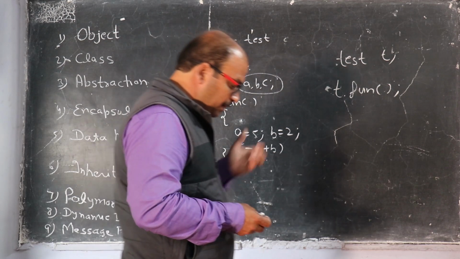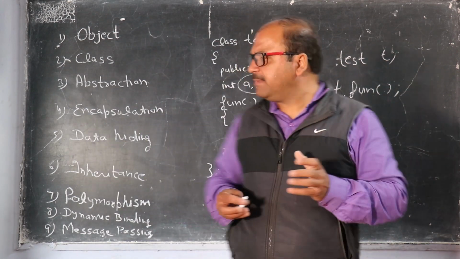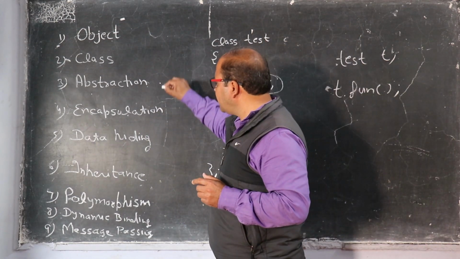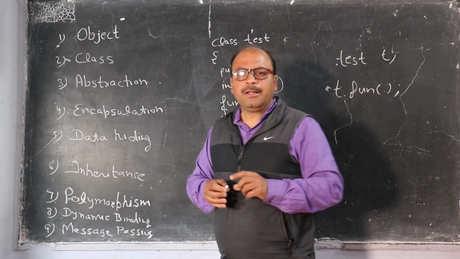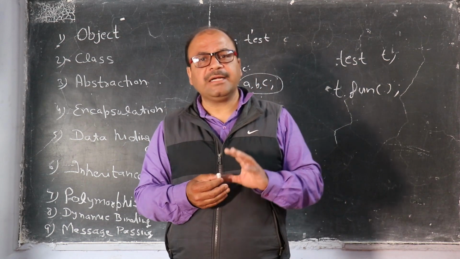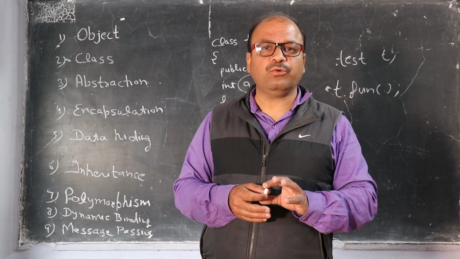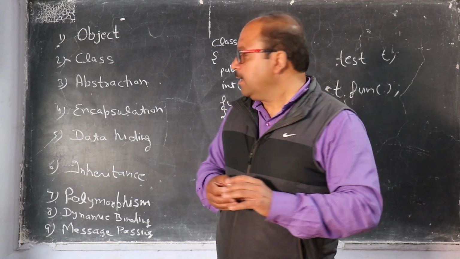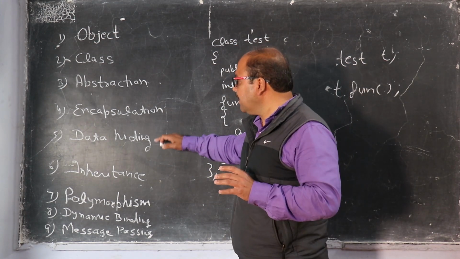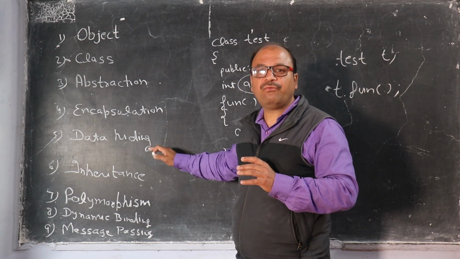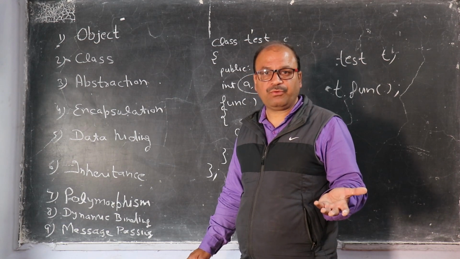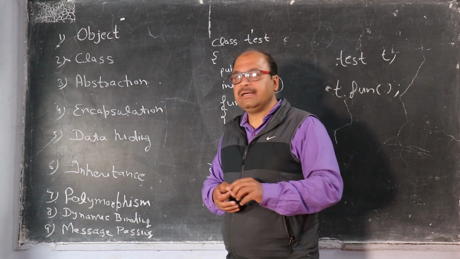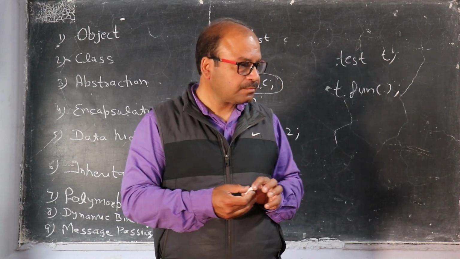Data hiding. This step is taken from the abstraction, encapsulation, right? So data hiding, data is hidden from the user point of view. What is inside the class? We don't know. But the data written inside the class is hidden from the user point of view. So this is called data hiding.